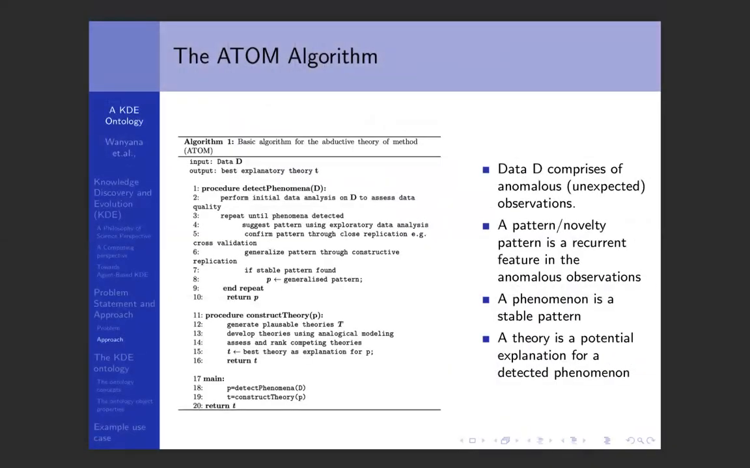So here, we show a KDE algorithm that's based on ATOM. In phenomenon detection, when the data quality is assessed, candidate patterns are generated, they're confirmed, and if they're found stable, they're captured as phenomena. When you go down to theory construction, plausible theories are generated, developed, and assessed for their explanatory strength. And at each stage of the process, the patterns and theories are captured along with their provenance information.